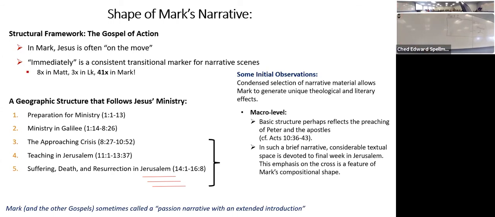So using these categories, how would you describe what's going on in Mark? Just by way of summary. How do these categories help you see the shape of Mark's gospel? Andrew? Mark uses a lot of narrative time, not so much story time.